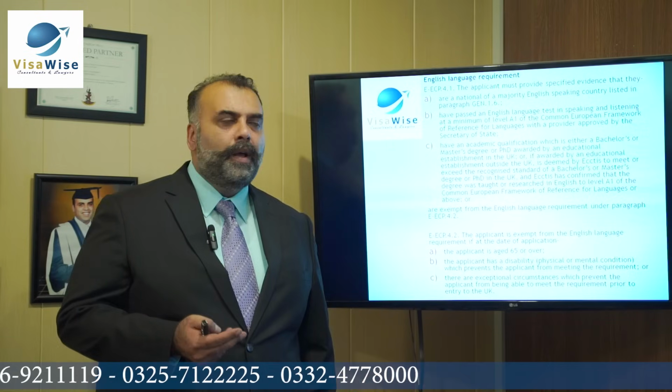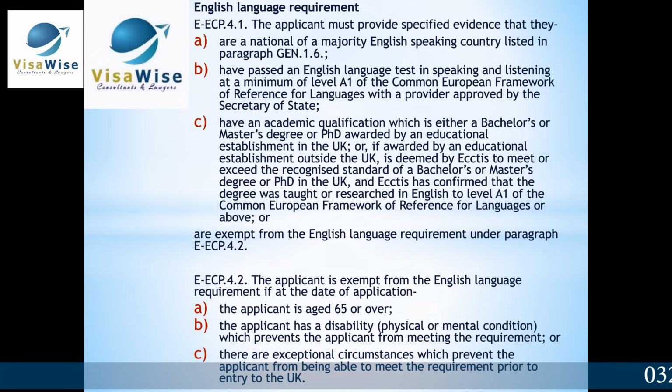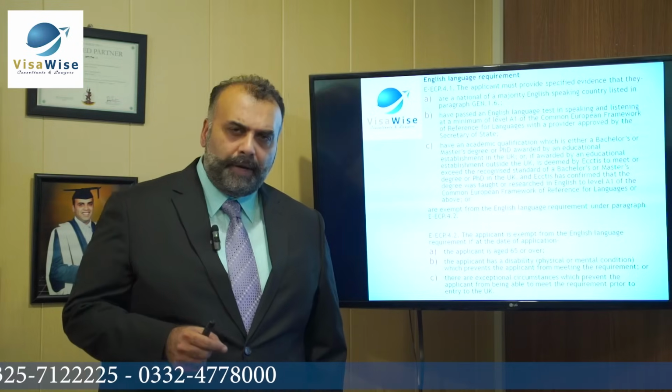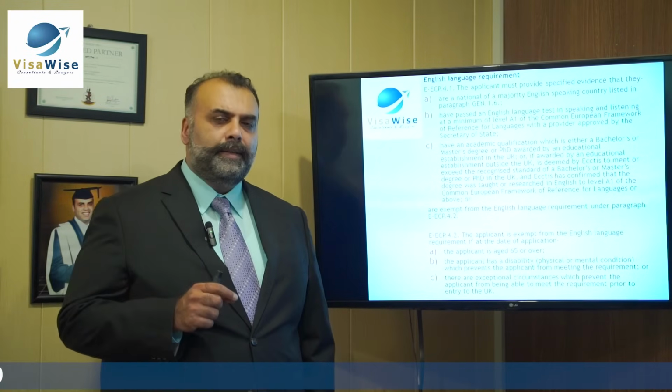UK as your home. So the law suggests here that the applicant must provide specified evidence that they are a national of a majority English speaking country listed in paragraph journal 1.6. Now, this is the first requirement under this eligibility requirements.